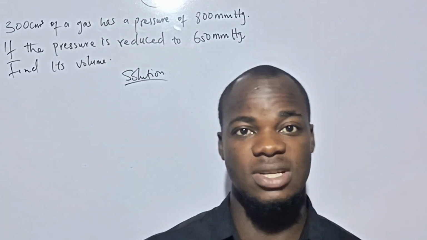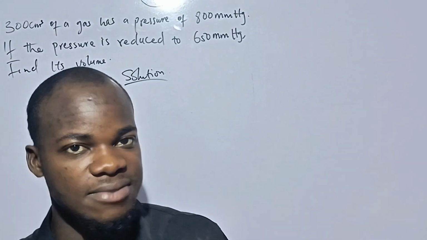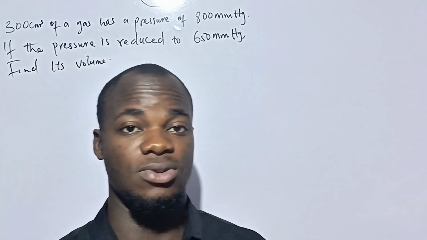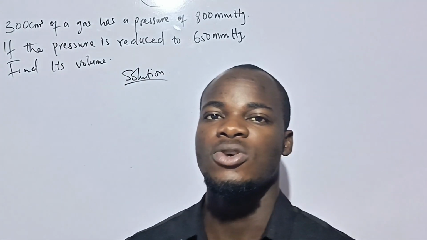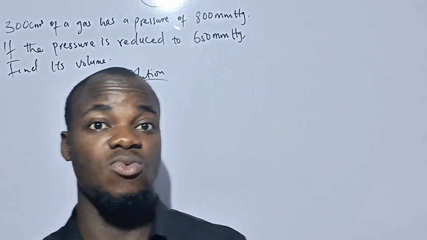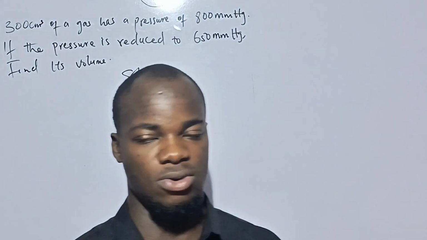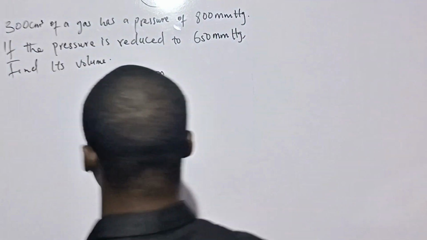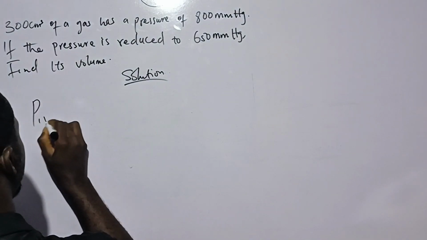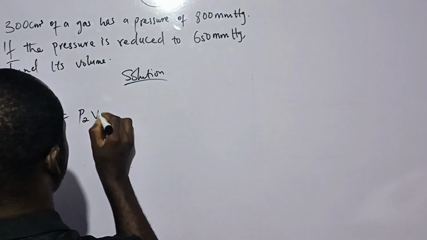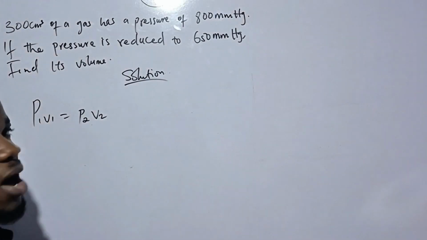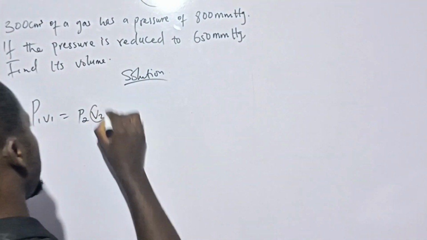And Charles' law states that when we have a gas, the volume is directly proportional to the temperature. So as the volume is increasing, the temperature is also increasing. Whereas the general gas equation has to do with the connection of the two laws. So this particular problem we're about to solve has to do with Boyle's law, which is P₁V₁ equal to P₂V₂. In this situation, we are looking for our second volume.